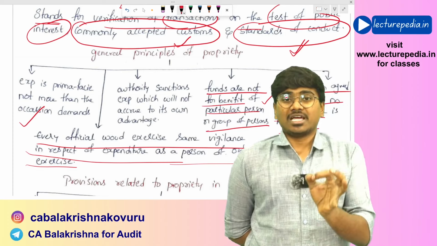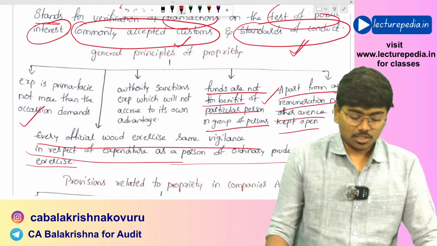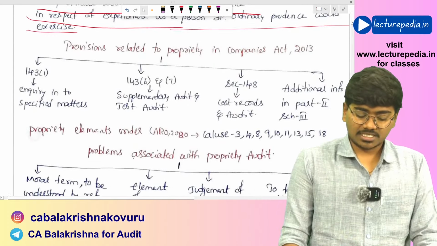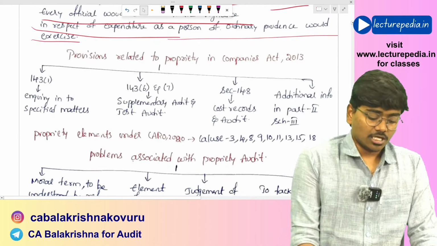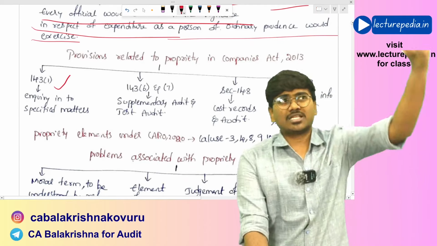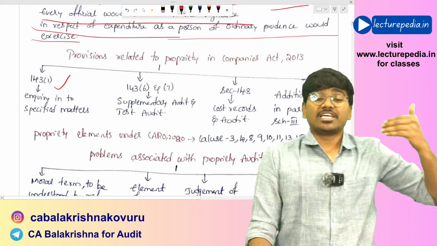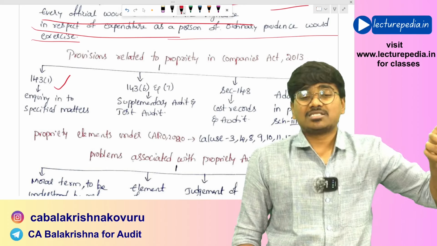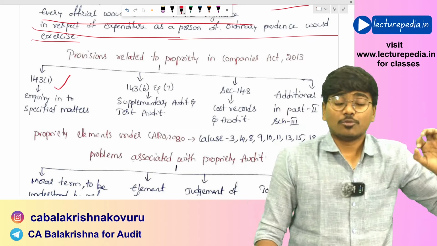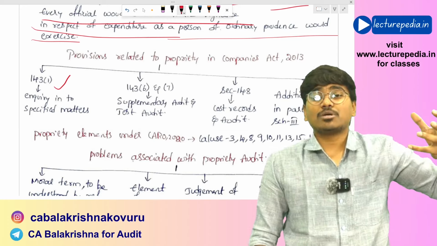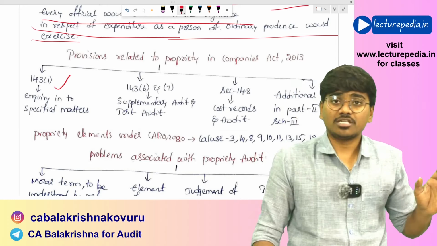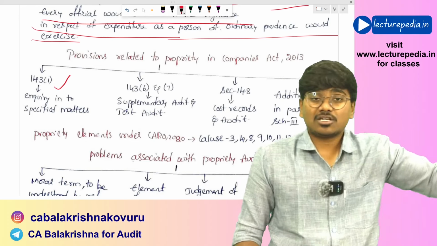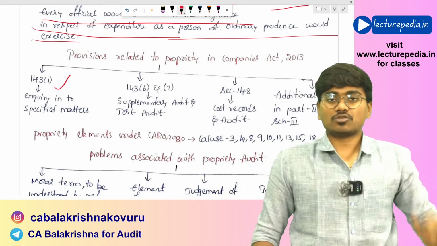These are the 5 principles of propriety audit. Next, provisions related to the propriety element are present in the Companies Act 2013. If you see section 143, subsection 1, there are 6 aspects that you need to inquire into. That is, whether personal expenditure has been charged to revenue account, whether transactions represented merely by book entry are prejudicial to the interest of the entity, whether loans and advances given by the entity are prejudicial to the interest of the entity. Like this, there are 6 points that you need to inquire into in the case of companies.